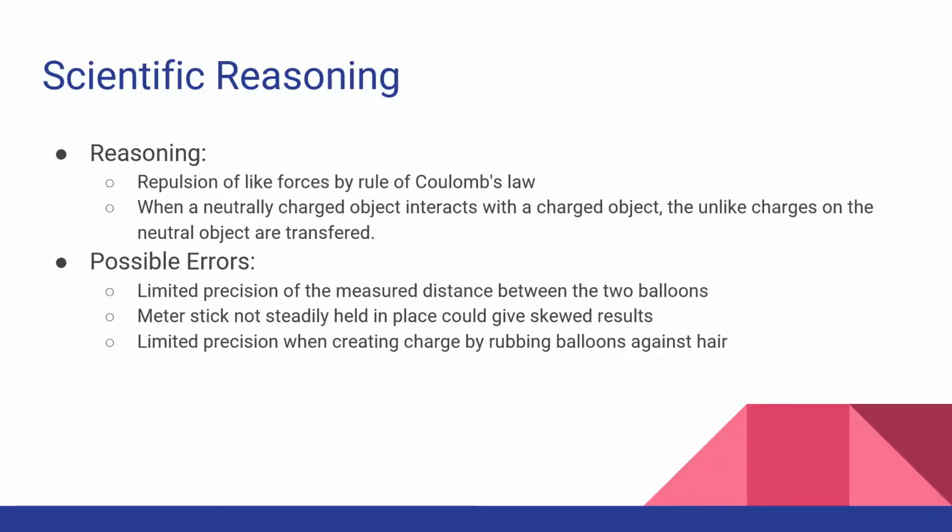So our scientific reasoning: Coulomb's law explains that like charges will repel each other just by nature. And when a neutrally charged object interacts with a charged object, the neutrally charged object has equal amounts of positive and negative charges, and the unlike charges on the neutral object will move towards the charged object, and the neutral object will have whatever is remaining.